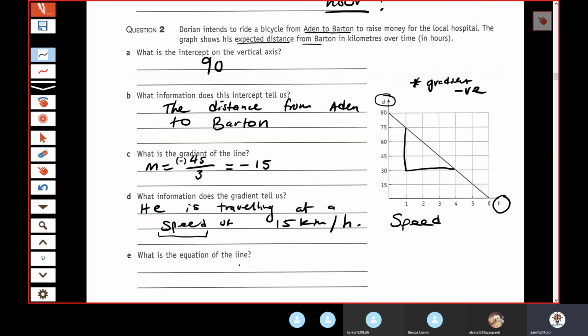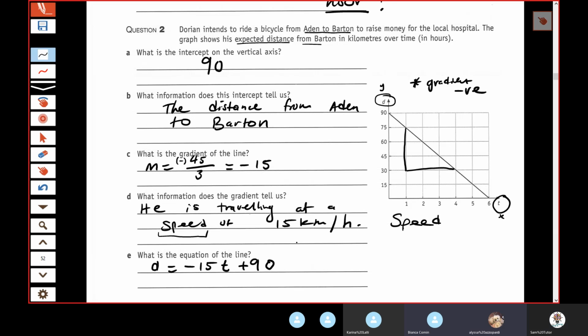What is the equation of the line? I think you guys know it. The gradient is there. Your y-intercept is there. Just plug it all together. So the equation is, y equals negative 15 times time. I should have said d. D equals negative 15t, so that's your y, that's your x. So d equals negative 15t plus 90.